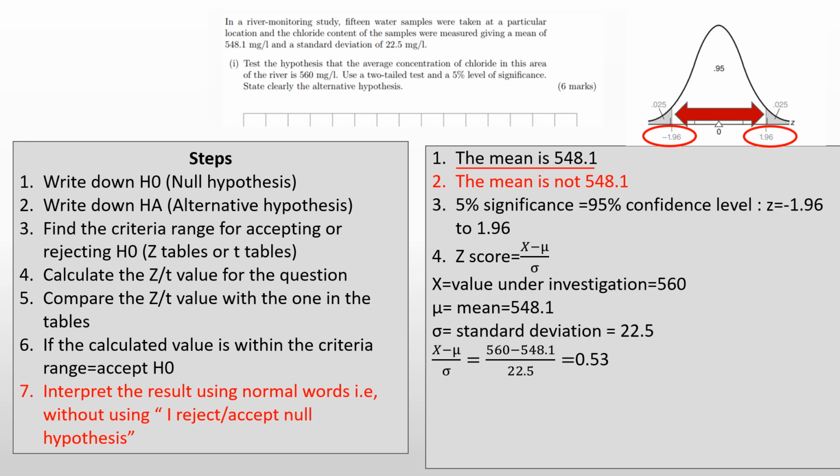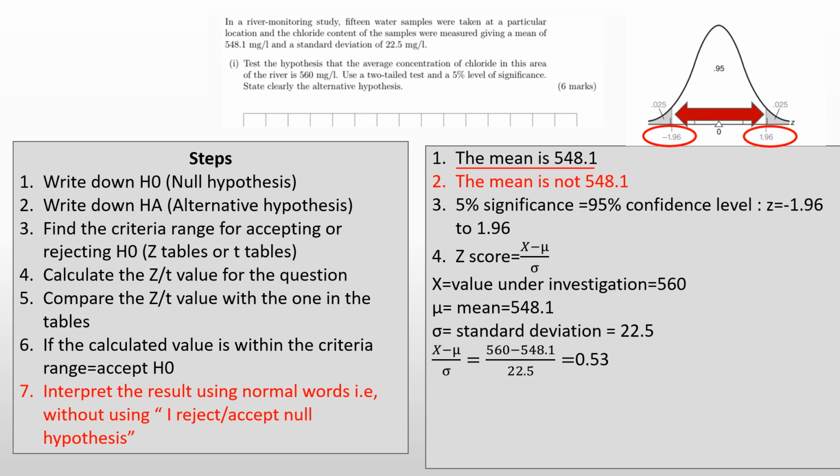If our value is within that range, if it is somewhere in the middle of that bell curve, if our value lies between these two values, we accept the null hypothesis, right? So if our value lies in here, we accept this idea that the mean is 548.1. That will be our answer, right? But if it is outside, the mean is not that, okay?